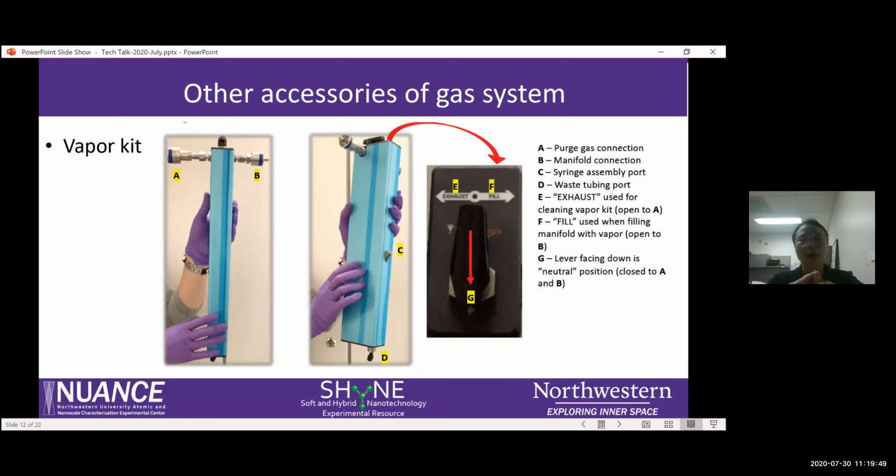So the pressure depends on the vapor. As an example, if you use the vapor kit of the water, the maximum pressure of the water will be 80.6 torr if it is pure water. If you want to mix water with some other gas like argon or nitrogen, it will depend on the ratio. You can calculate the final pressure based on the ratio of water and the balance gas.